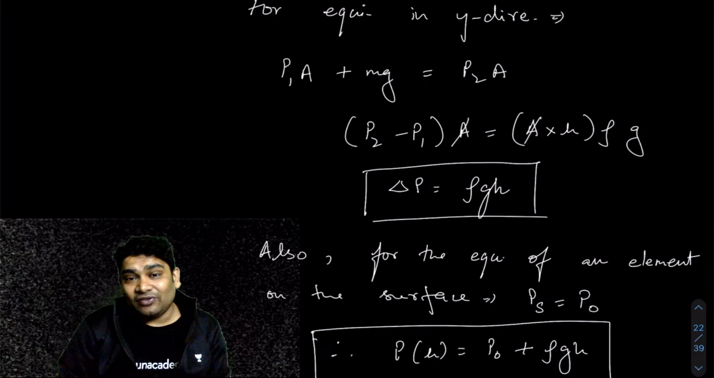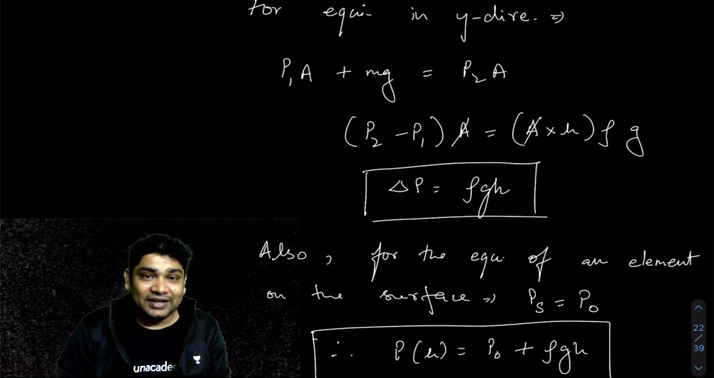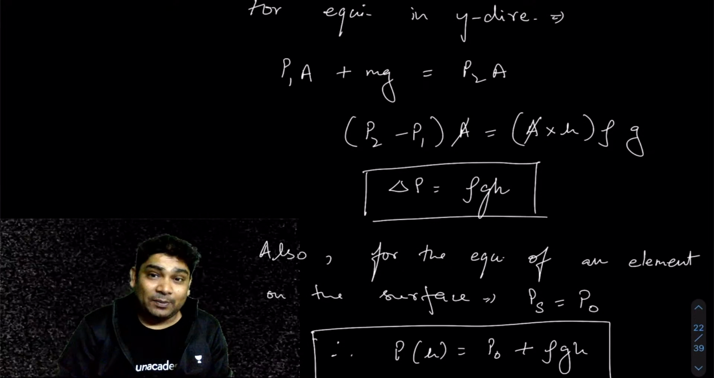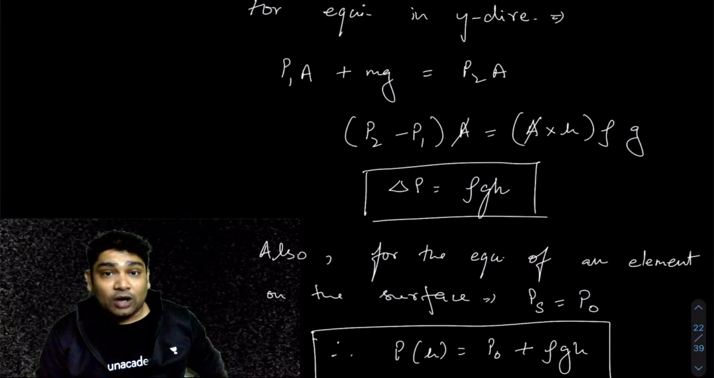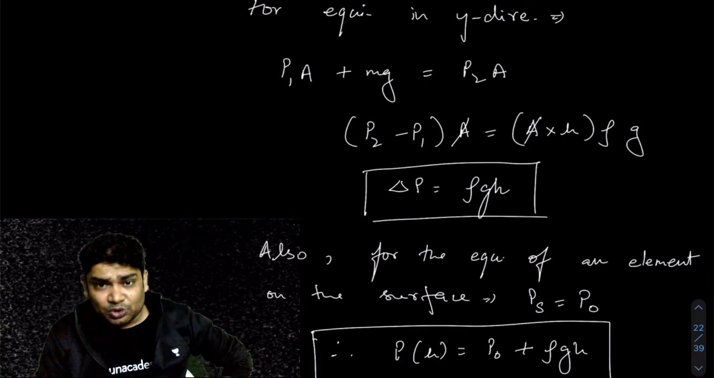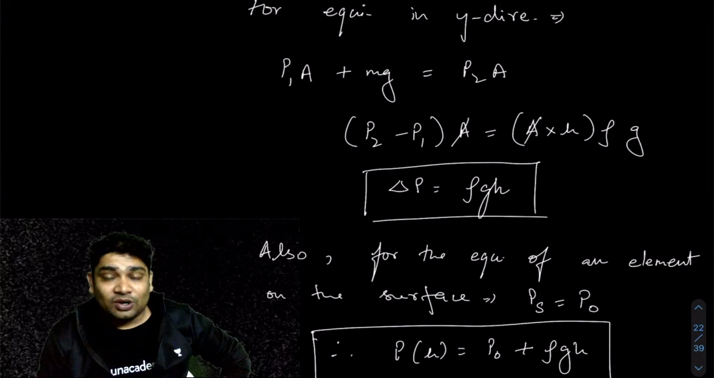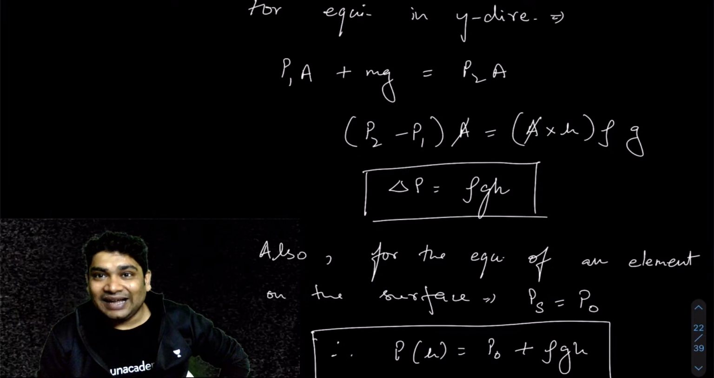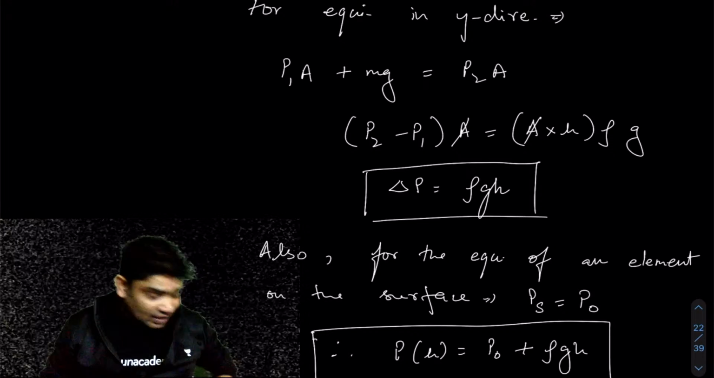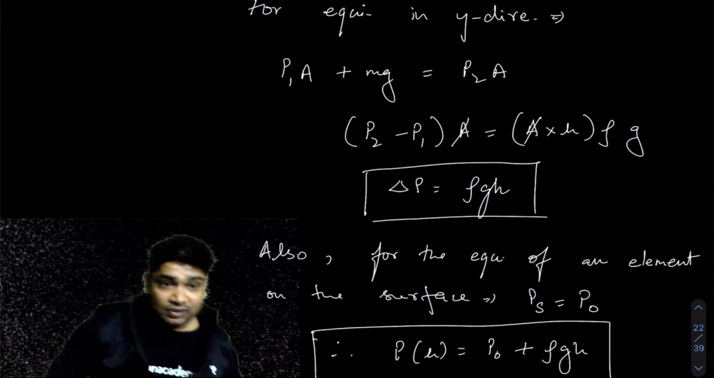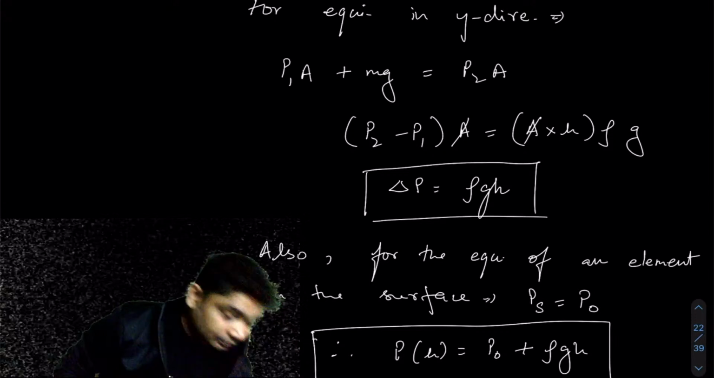Now, with the help of another logic, I could also figure out that the surface pressure was equal to the atmospheric pressure, and hence the pressure at any depth h can be written as P naught, the external atmospheric pressure, usually if your container is open, plus rho gh. I hope that is clear to all. If you have any objection regarding this derivation, you can let me know. So this is the proof of that equation.